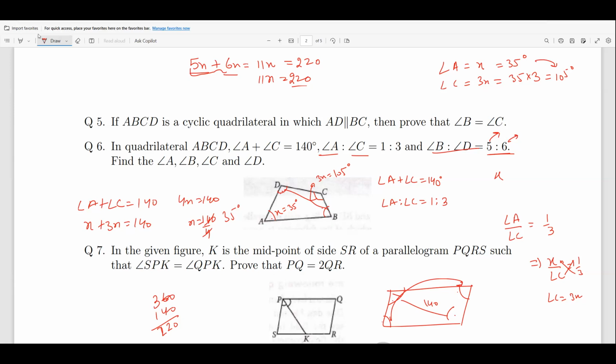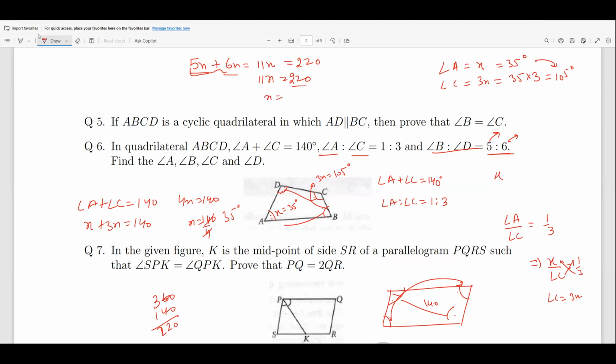Why 220? Because the other two are going to have 140. So what should be added to 140 so that the sum of all the angles becomes 360, because a quadrilateral is going to have a sum of 360? So you subtract 140 from 360, you will get 220, meaning these two angles must have a sum of 220. Got it?